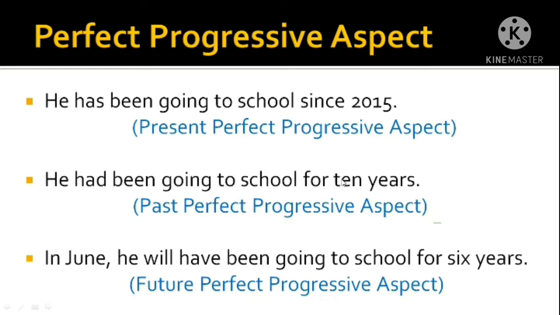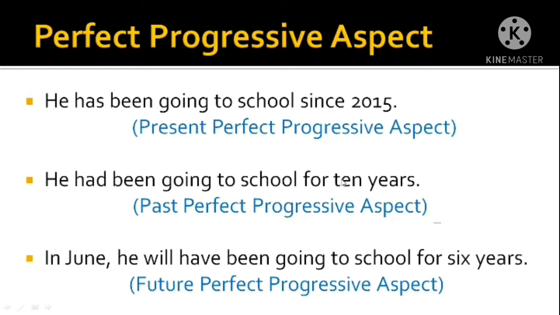Similarly, you see, when you present the same kind of structure in the future perfect progressive aspect or form, then you need to remember that you should mention the time related to the future. In June, he will have been going to school for 6 years. So this June, how many years he is going to complete over that? 6 years. Right? So in June, he will have been going to school for 6 years. So this is how you need to organize your structured sentences in different aspects.